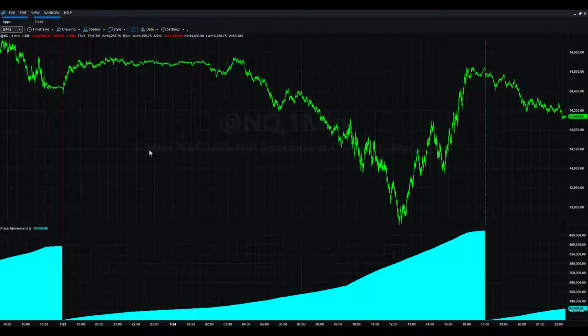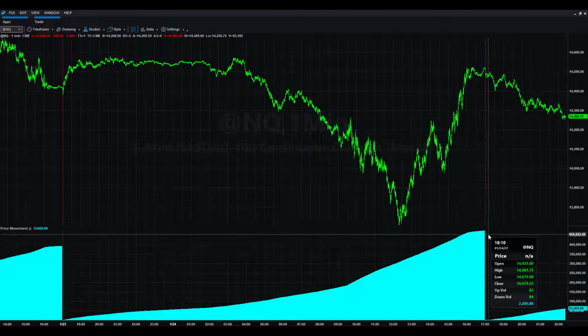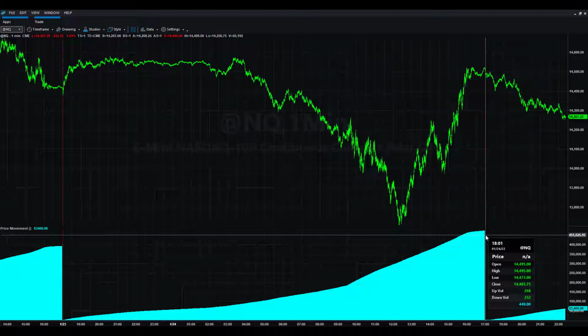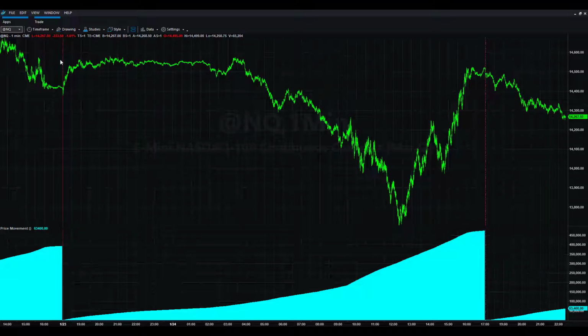And you see the price movement pattern, also $500,000 in price movement nearly. The day ended right at $476,000. That is the point value times the range of each bar, summed up all day.